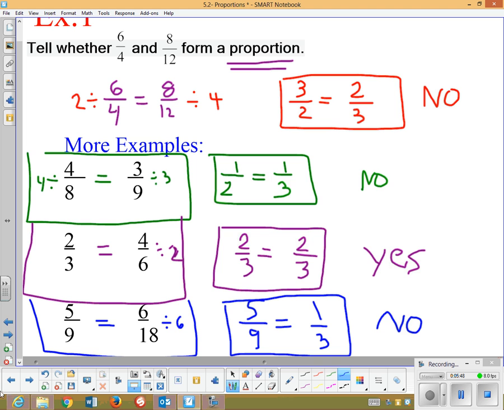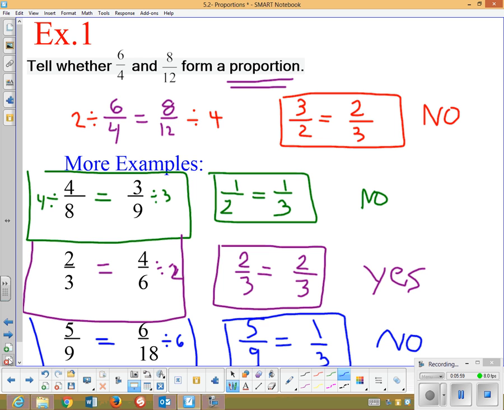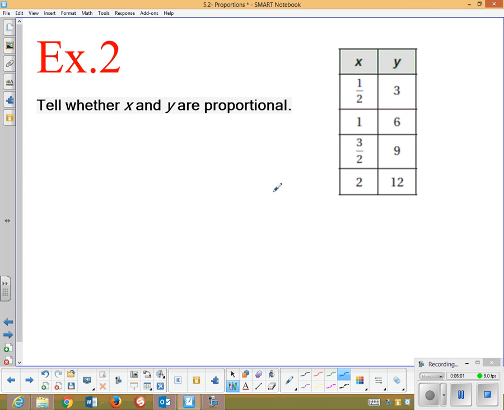So our next one I have here is going to be the same example, but this time it's given not in a sentence form, it's given in a table form. So if you have a table and you want to know if x and y are the same proportion or if they're proportional, choose two values. And when you choose two, you have to choose one from the x and one from the y. Remember, you don't graph x, x, and you don't graph y, y. So you have to choose one from the x and choose one from the y.